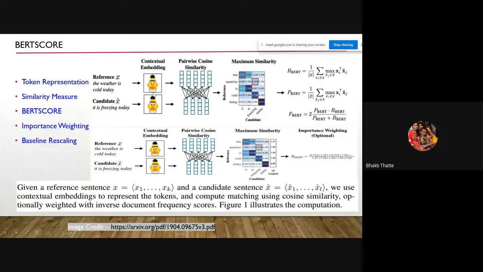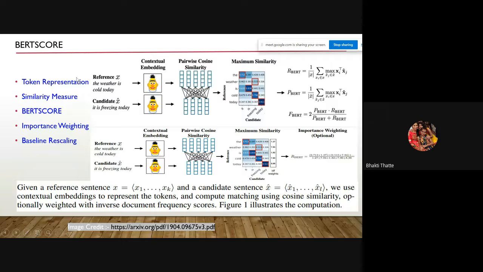If you see in the figure, we have reference sentence X, then candidate sentence X cap. This is run through the contextual embedding, and it will create the vector of every word relative to the other sentence. And then from that, the maximum similarity matrix is generated, and on that we calculate recall, precision, and the F1 measure. It also gives importance weighing, that is IDF, TF-IDF, and it also gives us the result. So this is in a nutshell.